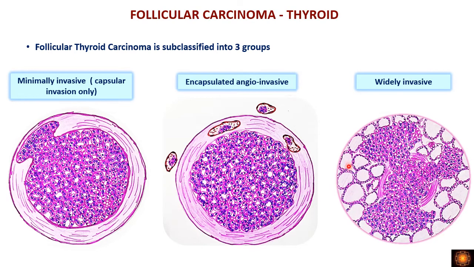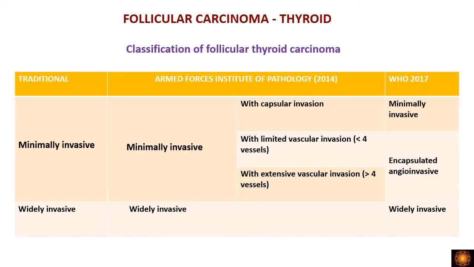Then the third one is widely invasive, where you see sheets of tumor cells infiltrating into the thyroid parenchyma, and sometimes these cells will even be infiltrating into the adjacent soft tissues. So they classified it as minimally invasive, encapsulated angioinvasive, and widely invasive. This is the classification which has been given by the WHO in 2017.